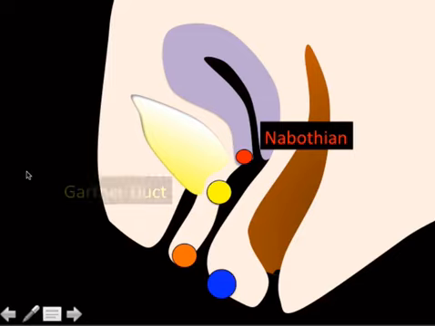So the next one here is the Gartner duct cyst. And this one is located anterior, right around the area of the bladder. And the way that I remember that is, after I work in the garden, I get very thirsty and want a glass of lemonade. Because lemonade is yellow, urine is yellow, it's near the bladder.